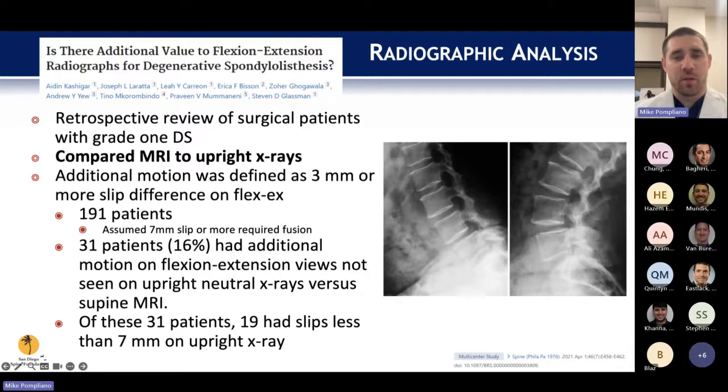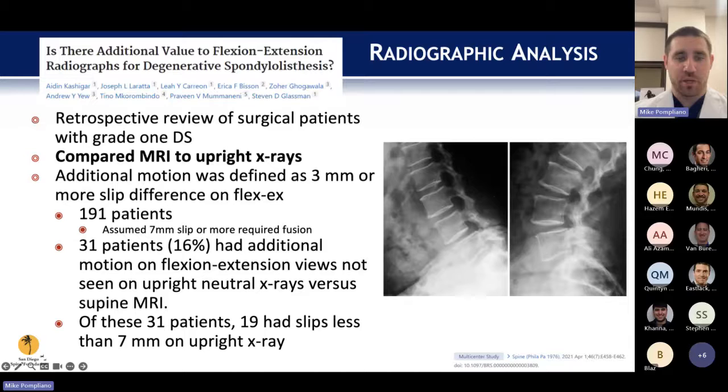As far as specific findings with flexion and extension radiographs, this was a retrospective review of surgical patients with grade 1 spondylolisthesis that compared MRI to upright X-ray. Additional motion was defined as 3 millimeters or more slip difference on flexion and extension views. They found in 191 patients, assuming a 7 millimeter slip or 4 or more required fusion, that 31% had additional motion on the flexion-extension views that was not seen on the upright MRI.